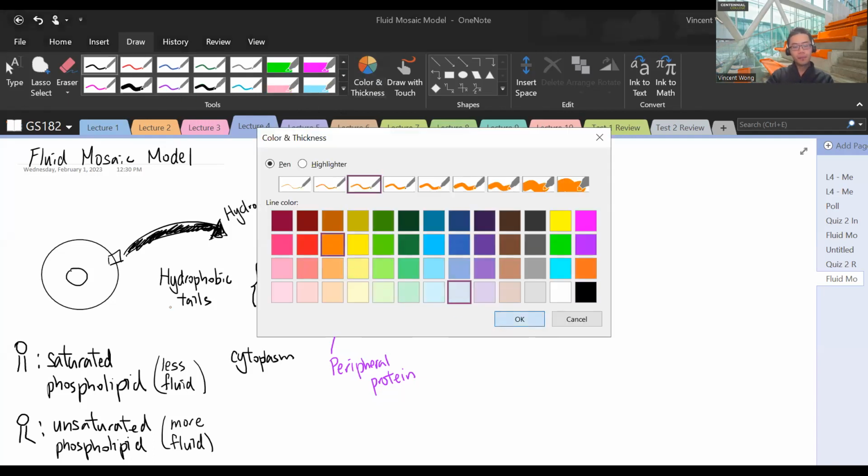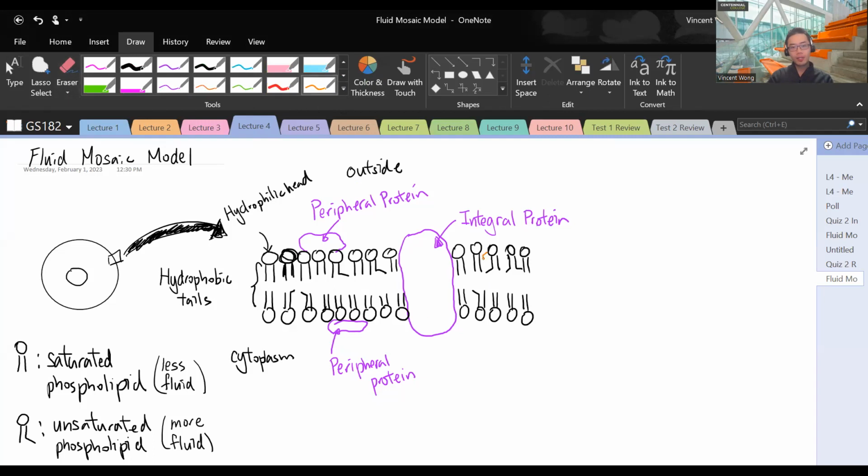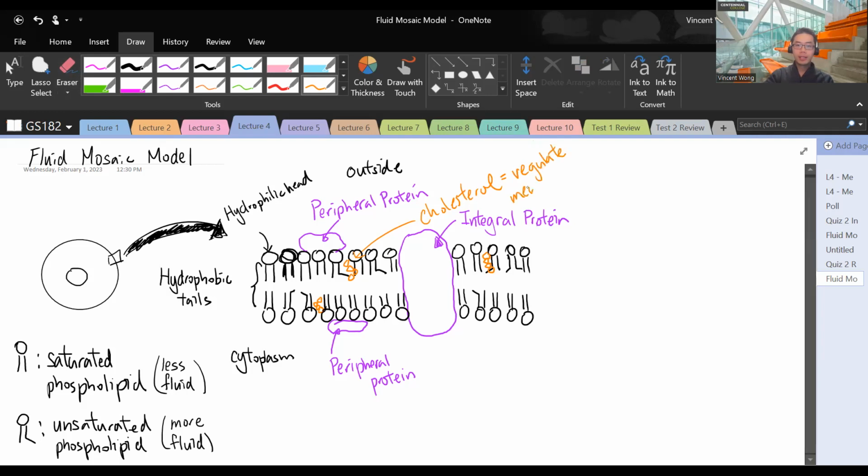Now, in addition to the phospholipid, you will also have some cholesterol. Right? I'm just going to represent the cholesterol with these 4 rings. Right? So that's cholesterol. And the function of cholesterol is to help modulate, helps control or regulate membrane fluidity.